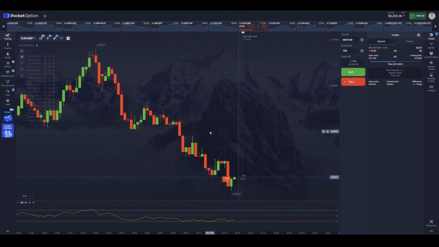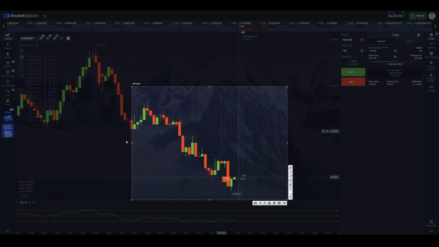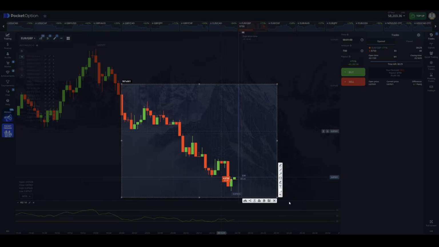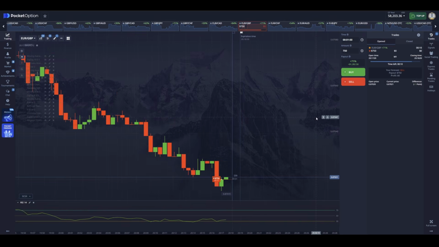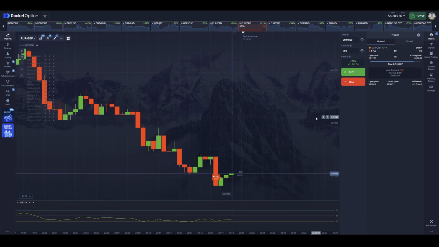This could also be a very interesting pattern, and it looks as follows. We need to wait for 2 to 4 candles in the opposite direction. So for example, here we can see 2 candles and we have a move to sell. Here there are 4 candles and again a move to sell. This is a super reliable and effective method.